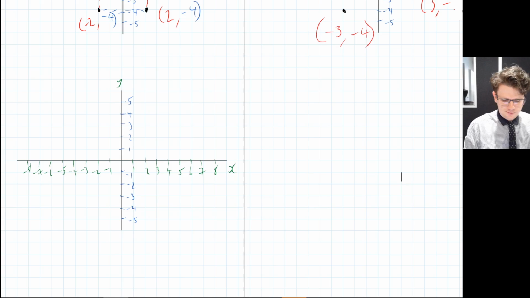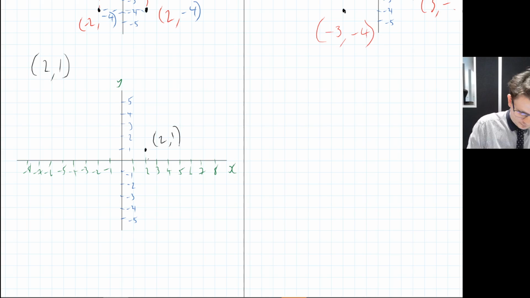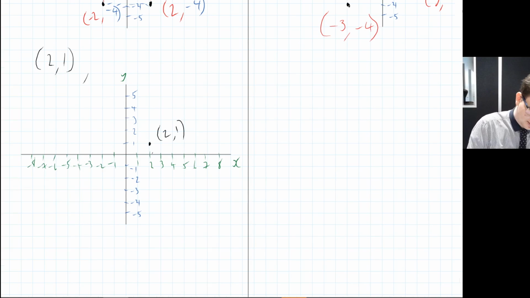Alrighty, so I'm going to write some points up. Might be 2, 1. Alrighty, so I'll start with 2, 1. So this tells us 2 across, 1 up. So there's 2, 1. Next point is going to be, alright, so where's that going to go? Well, it's still 2 across, but this time it's 1 down.